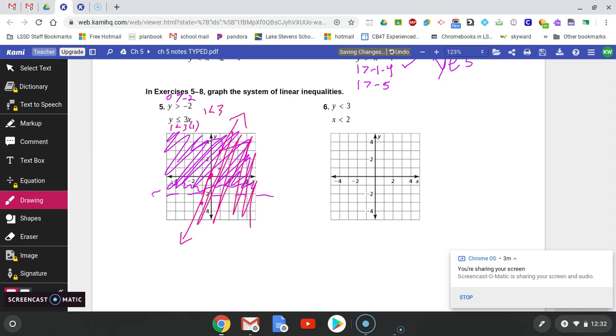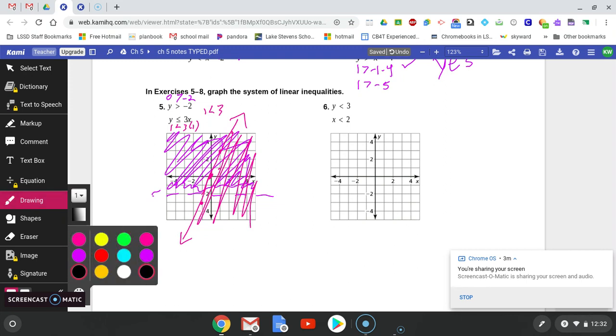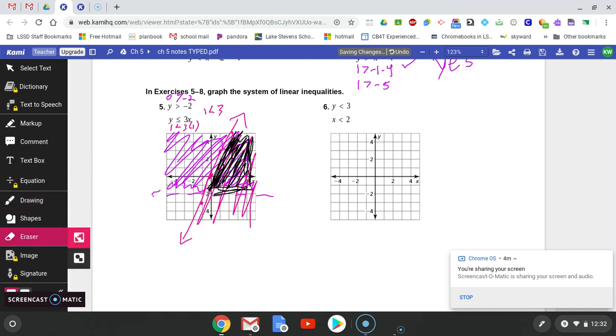So now take a look at my graph. Where do I have shading in both pink and in purple? Well, it's going to be this top upper right-hand corner. So I need a different color, and I'm going to show that my solution set is everything that's shaded up in this section up here. So all the way down to that line, all the way over to this line, that's going to be my solution set.